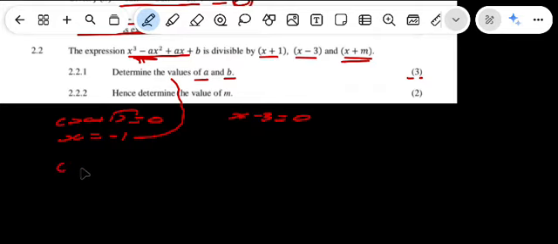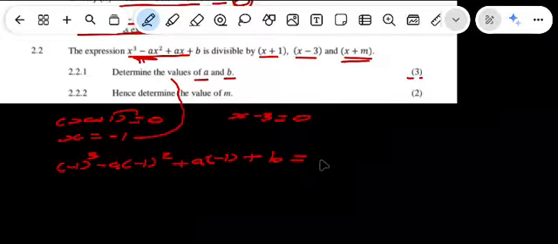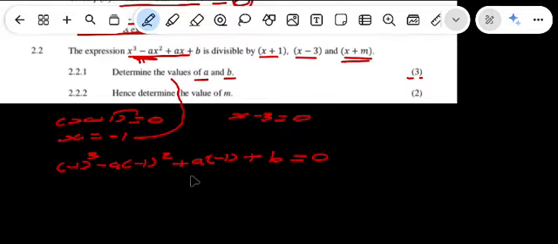We'll have -1 raised to the power of 3 minus a, where you see x, you replace with -1, isn't it? Then you square this plus a, we have a there. Where we see x, we substitute -1 like that. Then we have plus b, we don't know the value of b. This must be equal to 0, since it's clearly a factor when you substitute this.